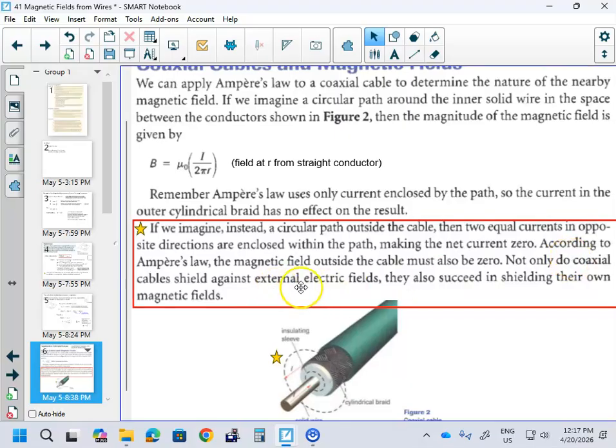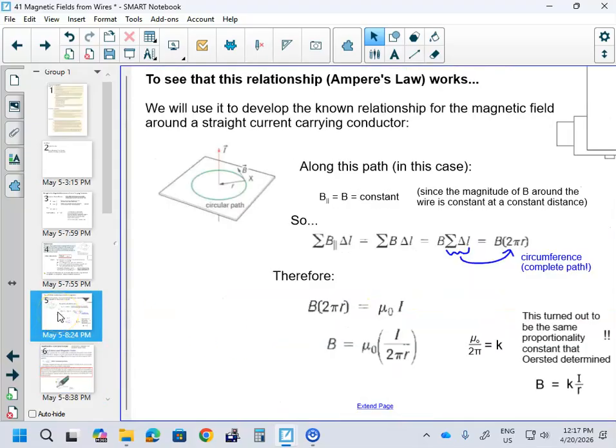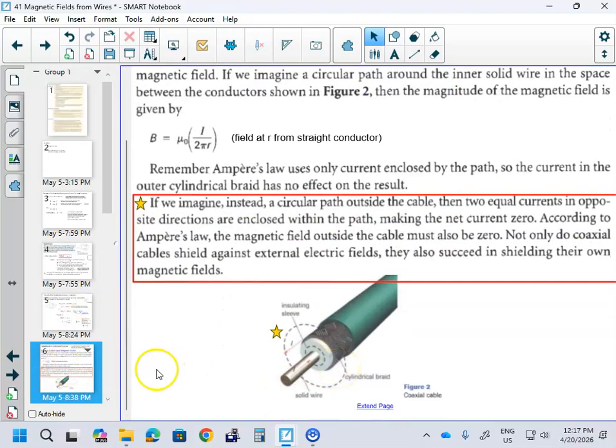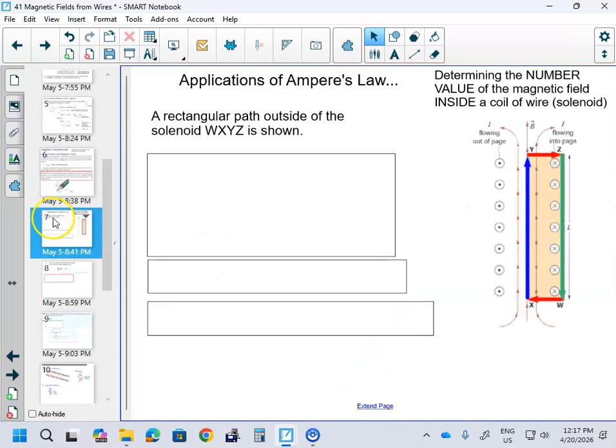So coax cables shield against external electric fields, but they also shield their own magnetic fields because, according to Ampere's law, the sum or the amount of current is zero, and so the magnetic field effect is going to be zero. Pretty neat. Another application of Ampere's law.